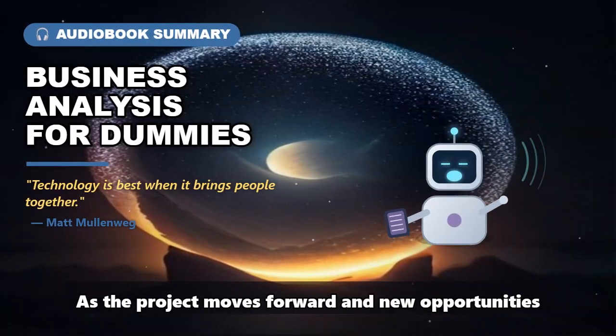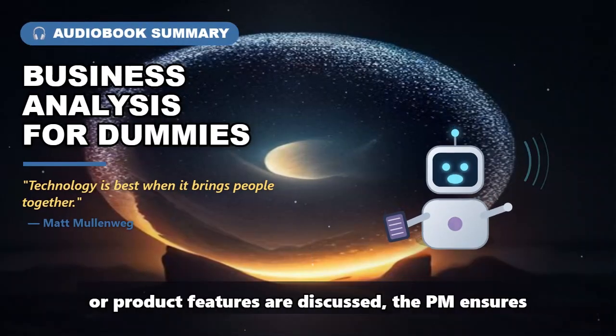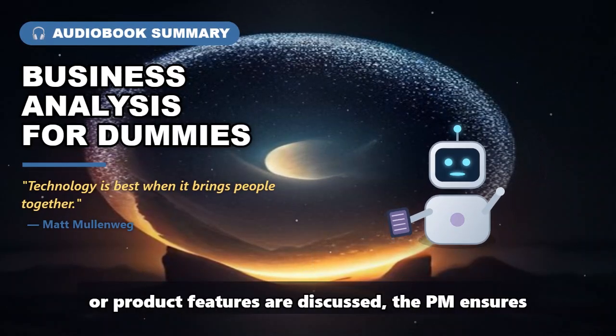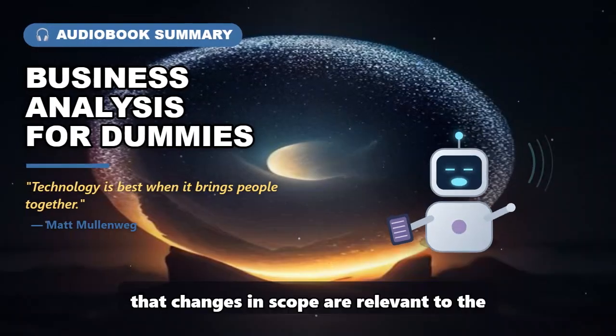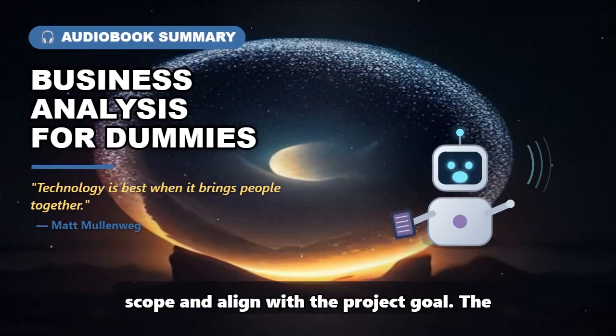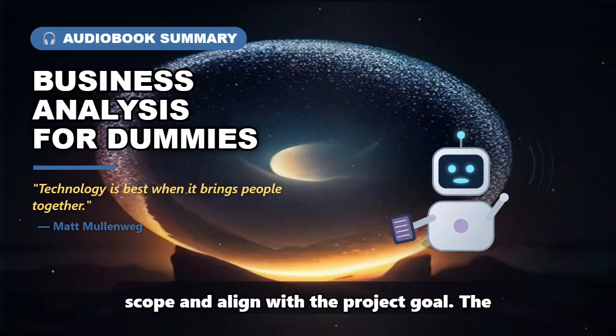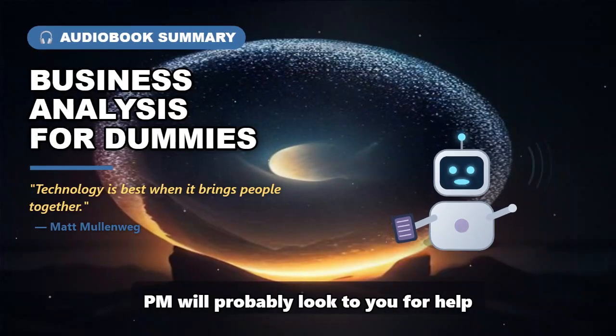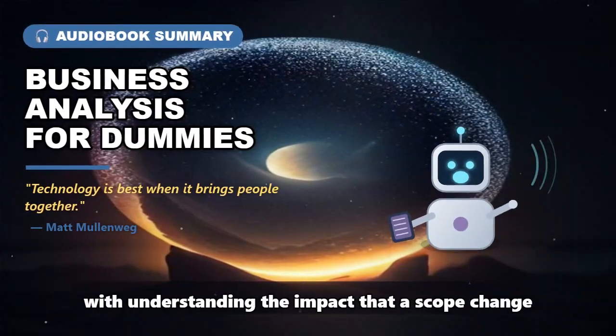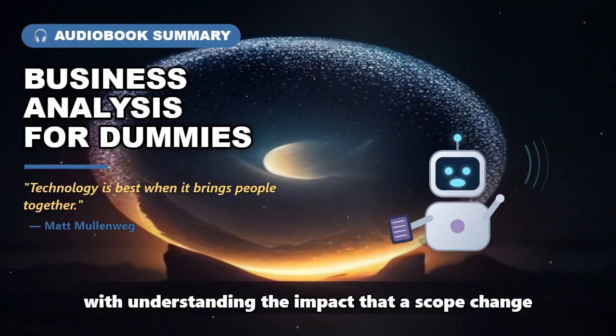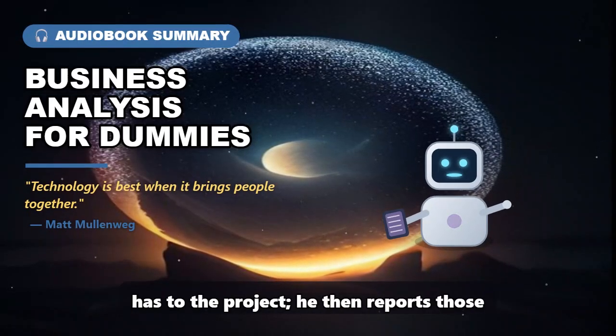As the project moves forward and new opportunities or product features are discussed, the PM ensures that changes in scope are relevant to the scope and aligned with the project goal. The PM will probably look to you for help with understanding the impact that a scope change has to the project.